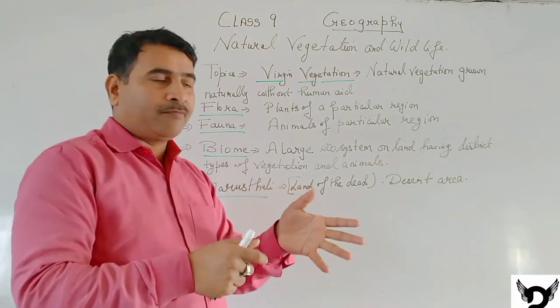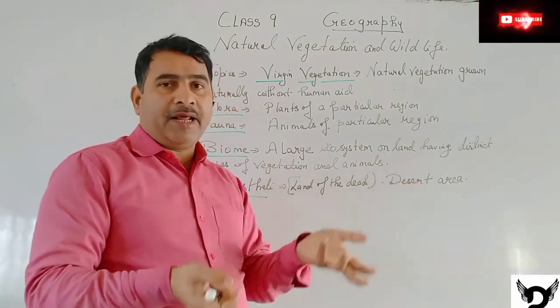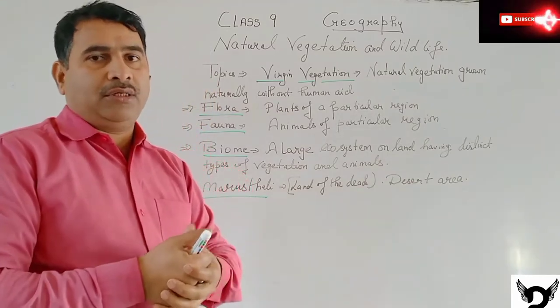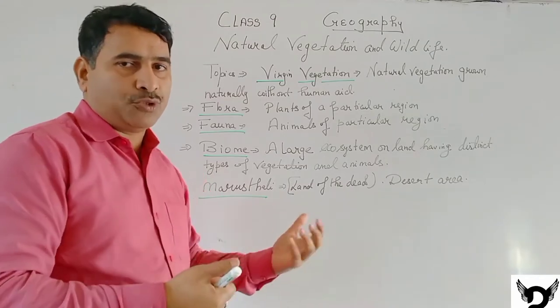Marusthali, by the name it is very easily understood. Maru means the land of deserts and desert area. So whatever desert area comes in India, that is Rajasthan, the Rann of Kutch area or Gujarat, these can be termed as Marusthali.